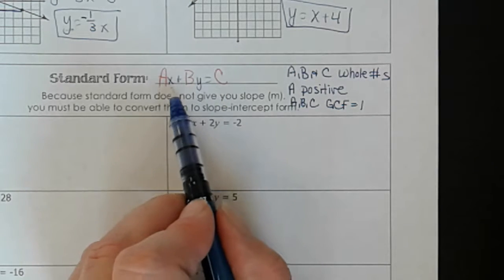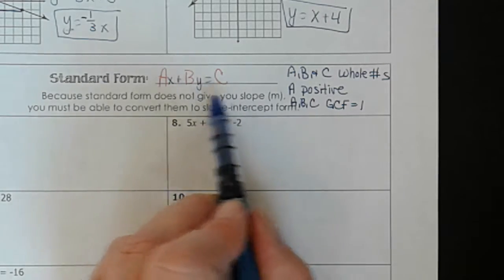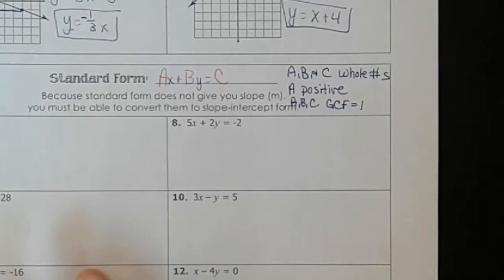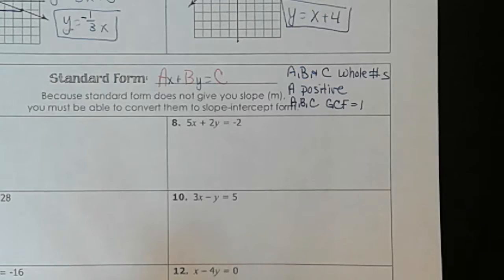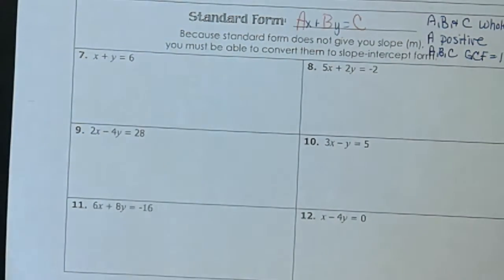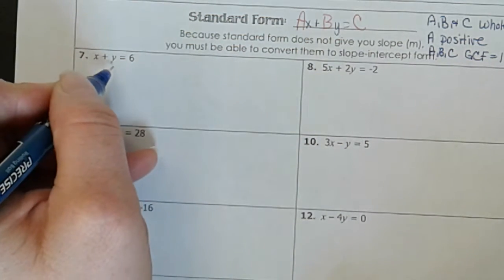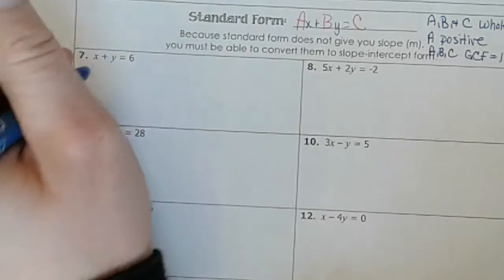So basically, you want to make sure that this is simplified as much as possible, that if you can divide all three numbers by one number, you do that before it's actually in standard form. But what we're really going to be using standard form for is transferring out of standard form into slope intercept. So if we see standard form, we know we can still find a slope and an intercept. So here we have standard form. Well, we want to get it into slope intercept form, so we want to get this y all by itself.